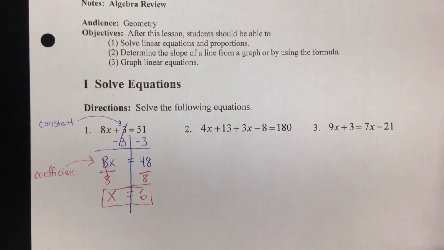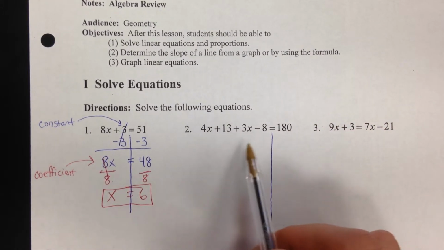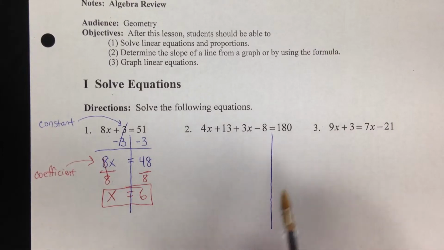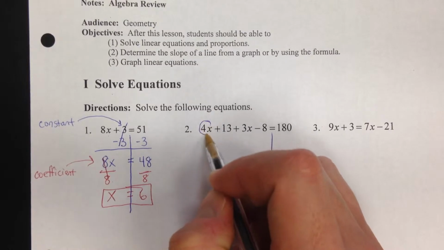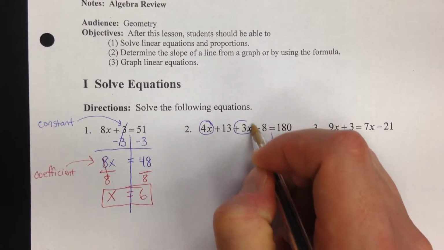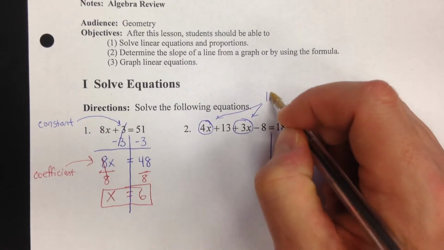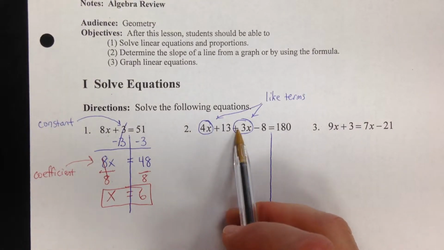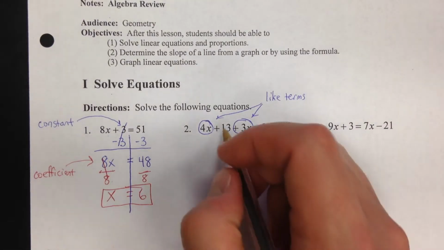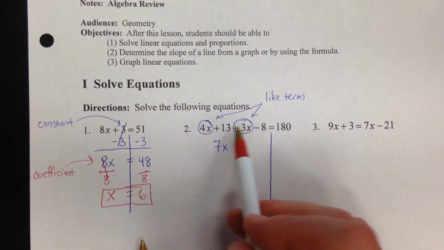So now there's more going on here in number 2. First thing I like to do is take the equal sign and draw a line straight down. So I split it into a left side and a right side. Now, if you have things on one side that are the same kind of term, like 4x plus 3x, we call those like terms. What I can do is combine those. In this case, 4x plus 3x is 7x. I can only do this if they're on the same side of the equation.